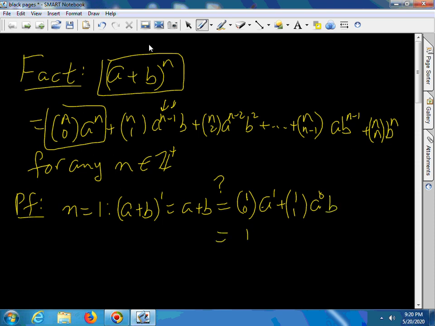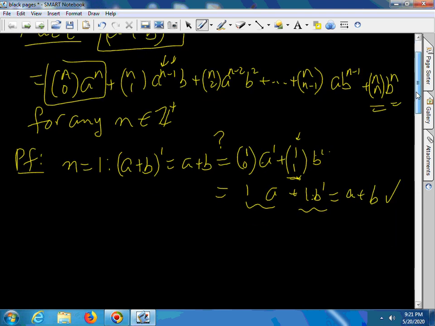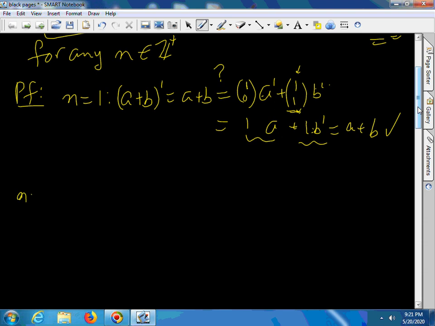That's 1, that's a, plus, that's 1. You don't even have to write down the a to the 0, because when the top and the bottom are the same, you just get b to the 1. So this is 1 choose 1, which is 1, times b to the 1. Well, this is a plus b, and it checked. Let's try it for another n, for good measure.